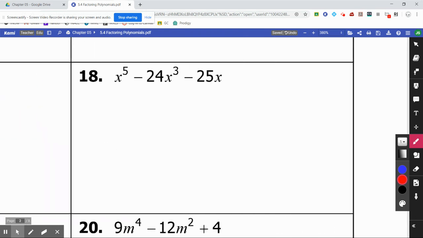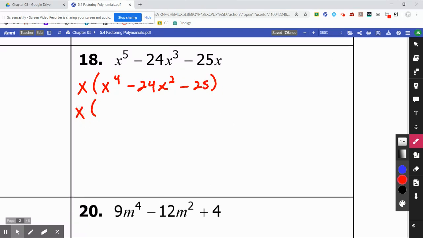18 obviously has an x in common. So let's factor it out. You're left with x to the fourth minus 24 x to the second minus 25. Then you ask yourself, trinomials, 2 sets of parentheses, x squared times x squared gives you x to the fourth. What adds, multiplies is a negative 25 and a positive 1.